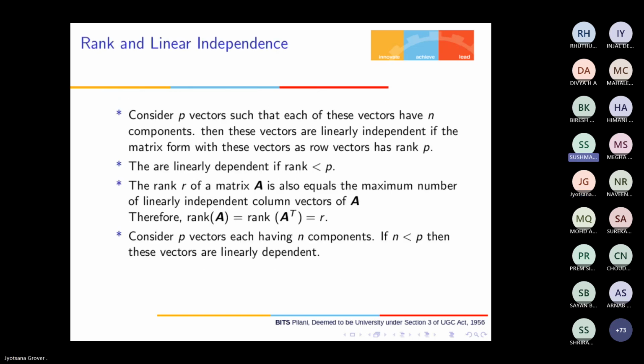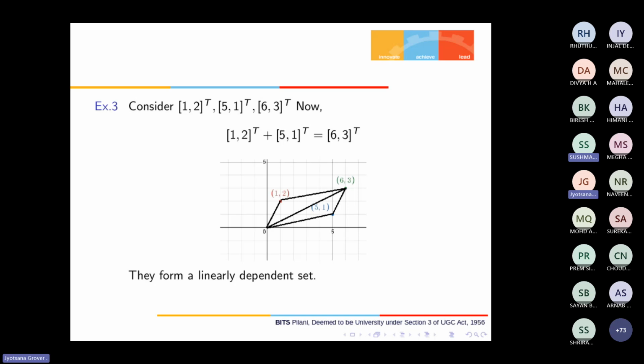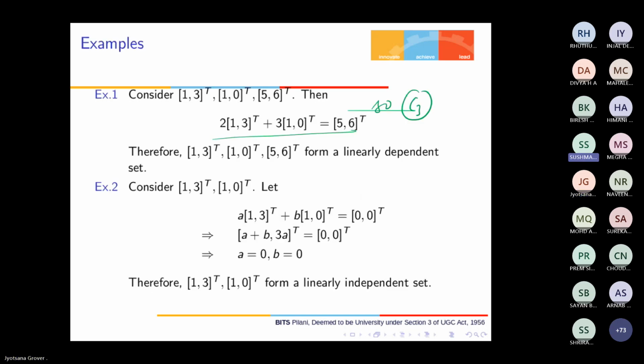Ma'am, can you go back to the previous slide? Yes, yes. Good. So in example 2, where we have two vectors, (1, 3) and (1, 0), there you are, in the second step, you are equating to a 0 vector, but in the first example, why are we doing it? I mean, C1 B1 and we are equating it to (5, 6). Why not C1 plus C2 plus C3 equal to 0?